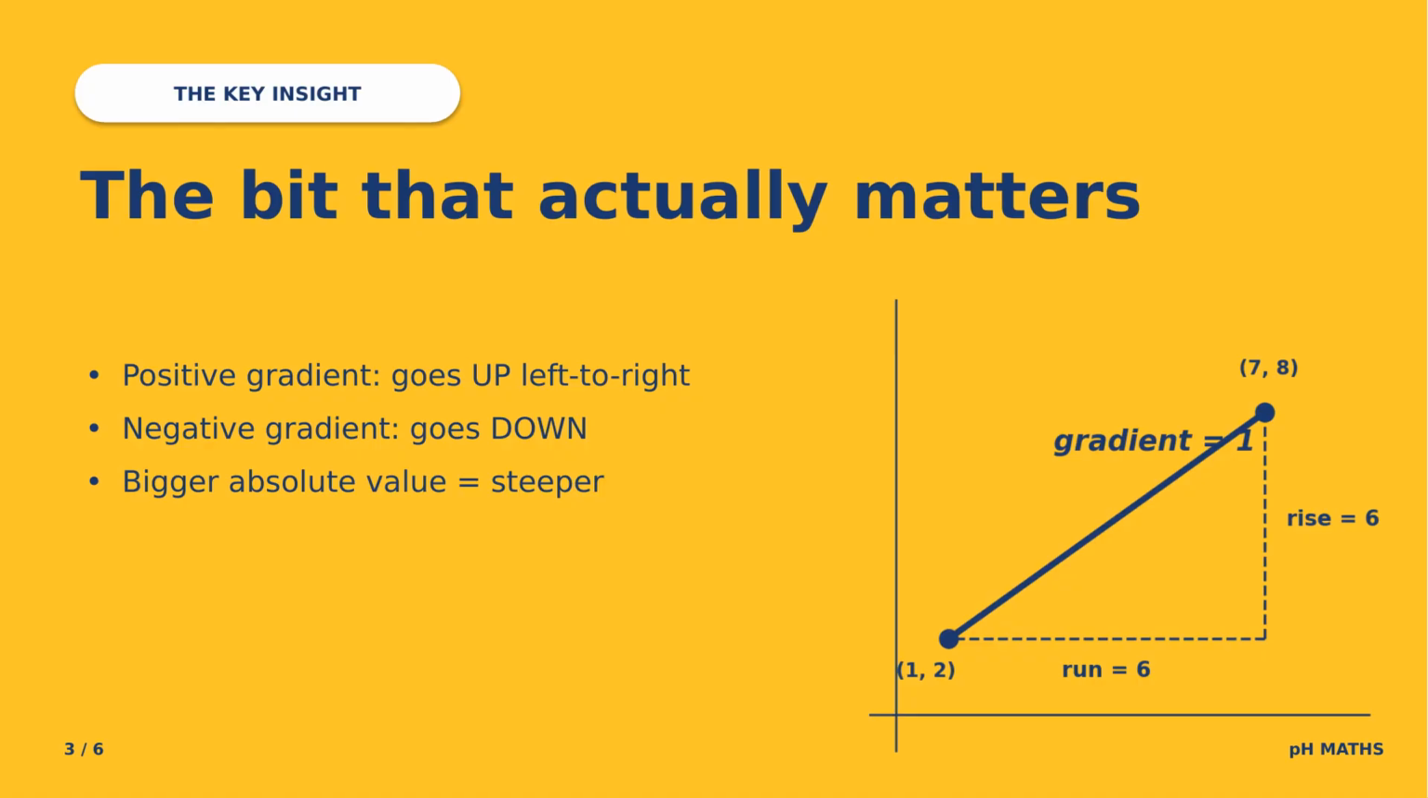Common slip. Subtracting in inconsistent order. If your top is y2 minus y1, your bottom must be x2 minus x1, not x1 minus x2. Same order, both axes. Mix that up and you'll get the right magnitude with the wrong sign. So pick a top and a bottom point and stick to it.